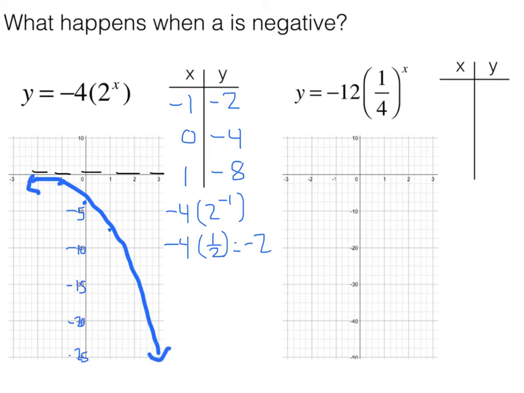We're going to do the same thing for -12 times 1/4 raised to the x. -1, 0, 1. -12 is my a value. I'm dividing by 4, so I'm going to end up with -3 and -48. Asymptote goes in first. And then -1, 48. Zero, -12. 1, -3.